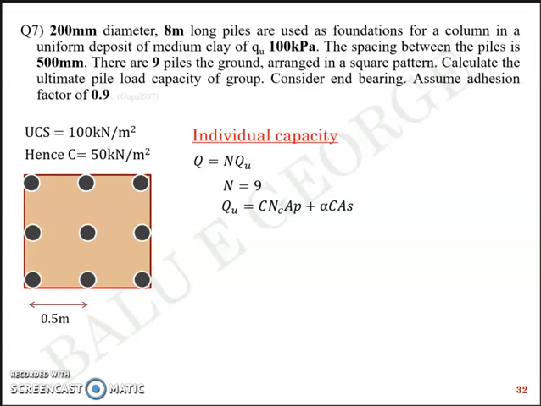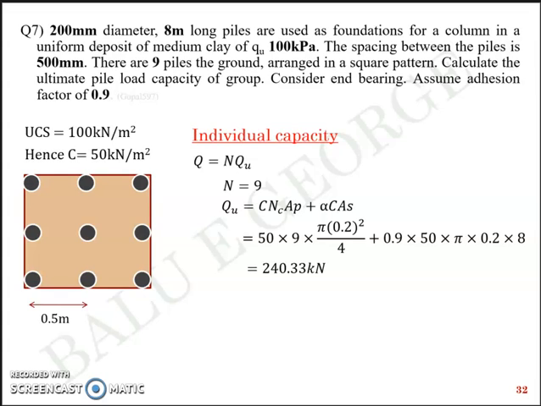Anyways, so C, the value is already given, 50 kilonewton per meter square. NC, we take it as 9. AP is nothing but the end area, pi into d square by 4. Alpha is already given, 0.9. C is already given, 50. AS is nothing but the circumferential area, that's pi into d into L. So working out, you get a value of around 240.33 kilonewton. That's the individual capacity mobilized by a single pile.